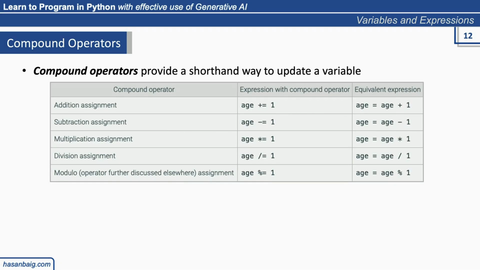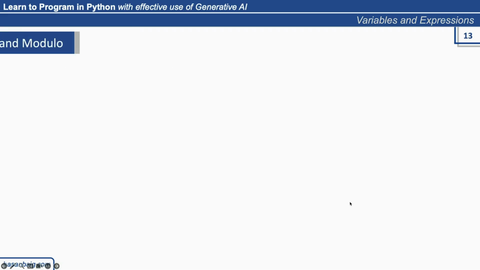Just imagine, for example, you have an account on Facebook or Instagram and you have entered your date of birth. The software keeps on updating your age every year by incrementing the variable that holds your age. This is how they do it. Simple operation. All right, so division and modulo operator, these are important operators.